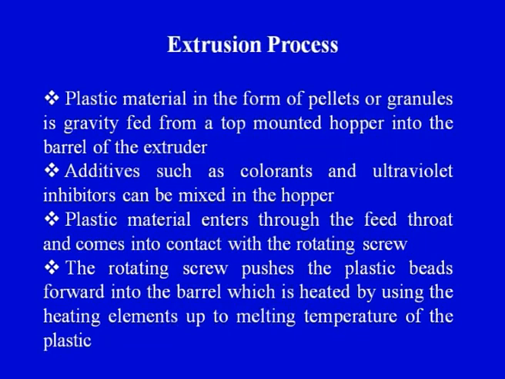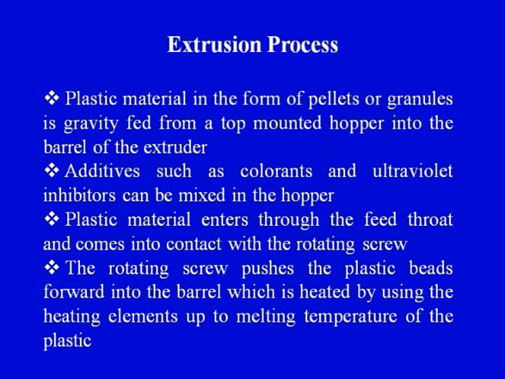So therefore in those cases also we may need to add certain additives into the raw material so that the final product exhibits those properties for which the raw material has been blended. Additives such as colorants and ultraviolet inhibitors are some examples. There can be other types of reagents or additives which may be blended with the basic raw plastic, and these are mixed with the raw plastic in the form of pellets in the hopper only. So additives such as colorants and ultraviolet inhibitors can be mixed in the hopper.